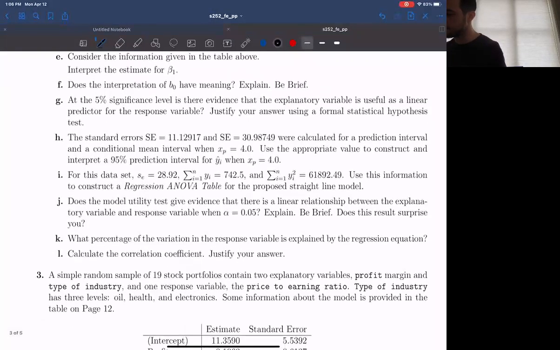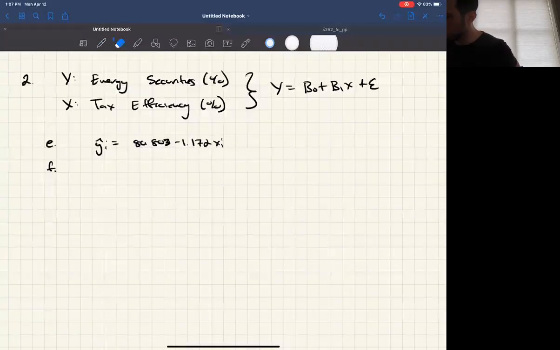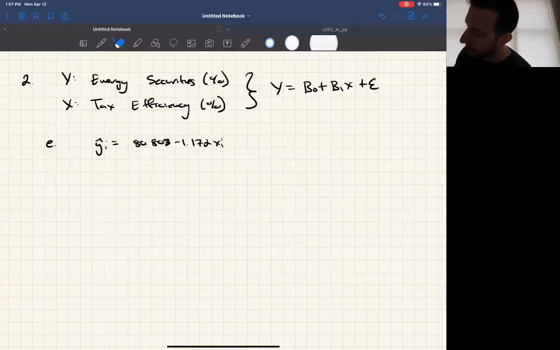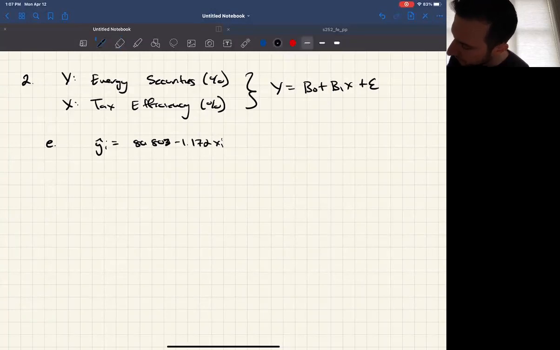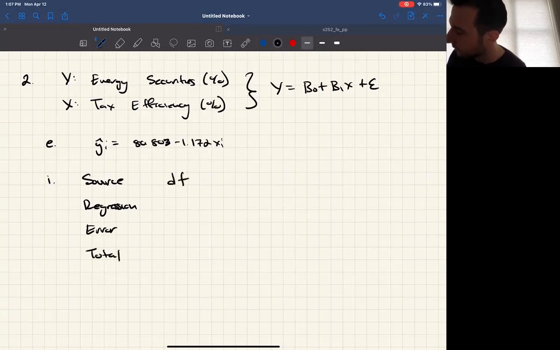Now, in part I, we want to compute the regression ANOVA table for this model. So we have the following. For every ANOVA table, we start with our source. We're going to have three sources here, which are the regression source, the error source, and the total. Then we will have our degrees of freedom, then our sum of squares, then our mean square, and then our F value.